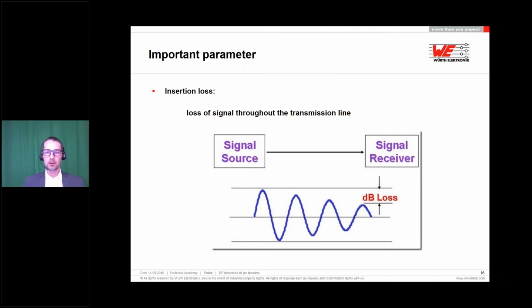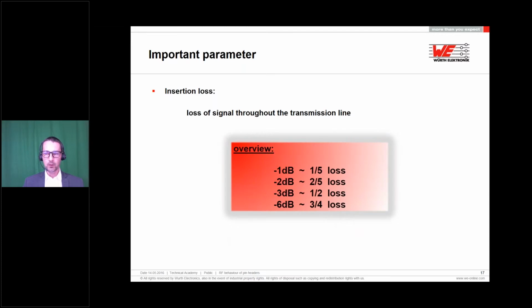And if we look a little bit deeper at the dB values, we can see that if we have an insertion loss of 1 dB, we already have a loss of 20% of the signal. If we are at 6 dB insertion loss, we have already lost 75% of the signal. So it's really important for us to keep it low.